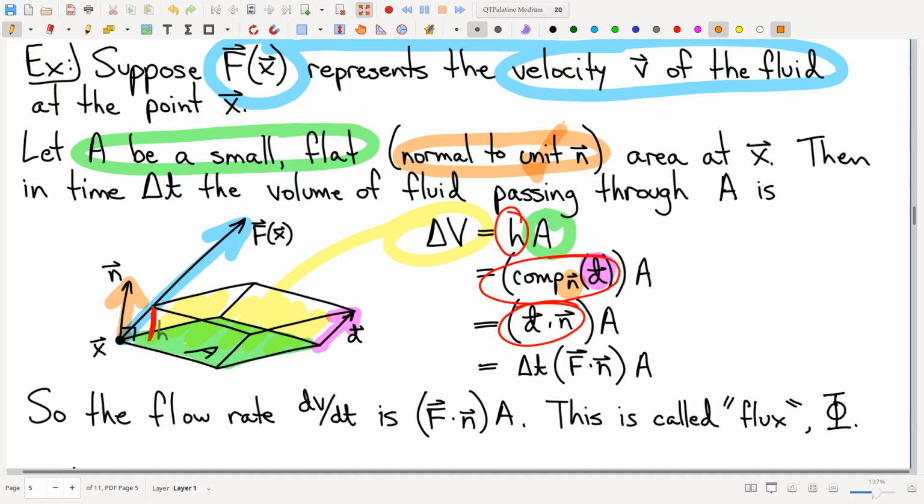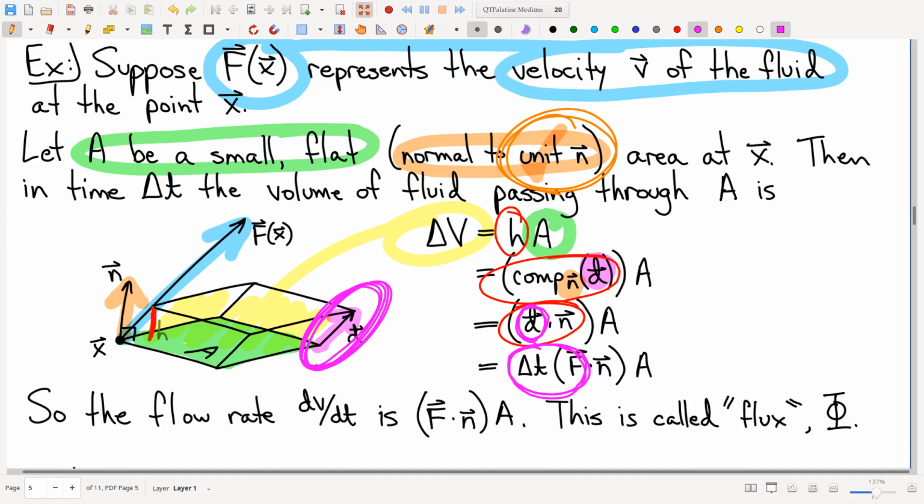Thankfully, n is a unit vector, so component's just a dot product. And so what is this d vector? Well, keeping in mind that the vector field is the velocity, and displacement is velocity times time, this d right here turns into vector field times time. Is everybody with me so far?